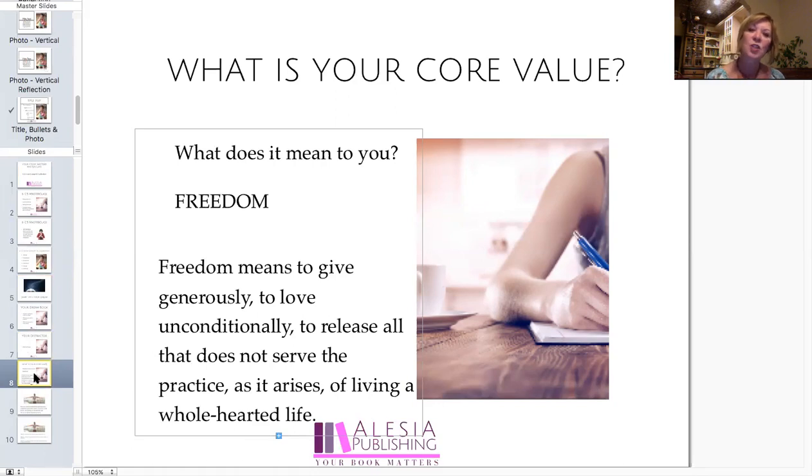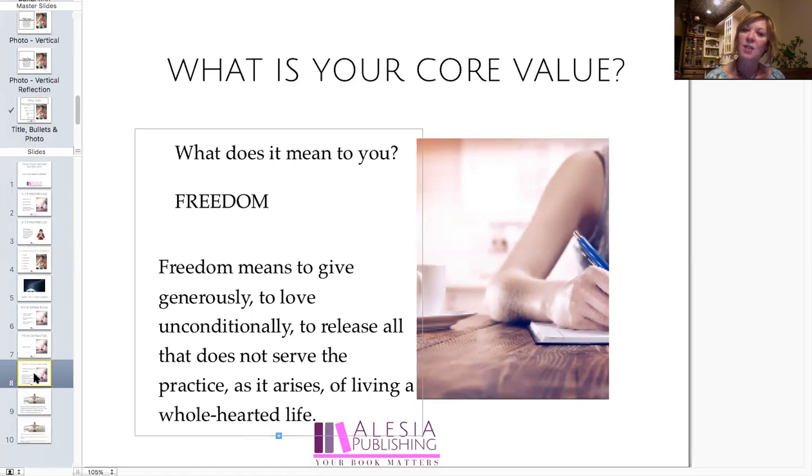So the next question that you want to ask yourself is, what's your core value? And when you label your core value, what is the thing that you value the most? So why do you want to write the book? It'll come back to that. Why is it that you want to write this book?